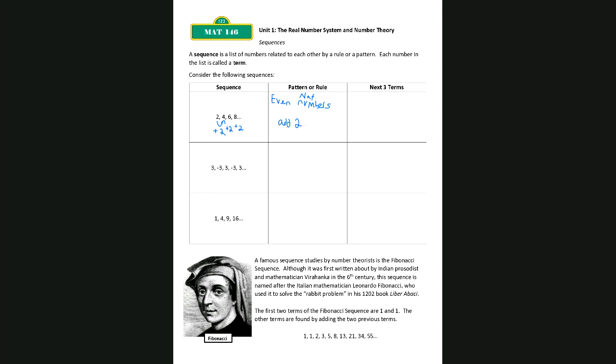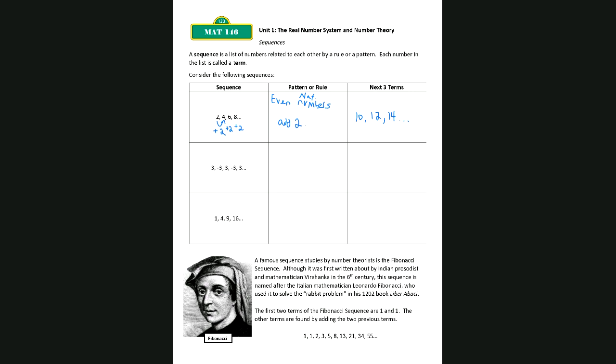So to get from one number to the next, we add 2, and then I can easily think of the next three terms. The next three terms are 10, 12, and 14. And then it'll continue on. All right, so that's the idea behind a sequence. Well, let's look at the next sequence that we have here.